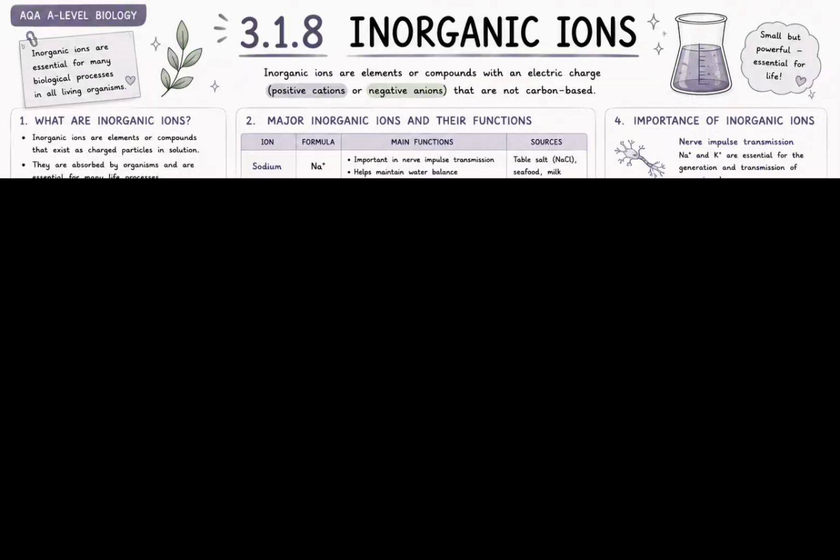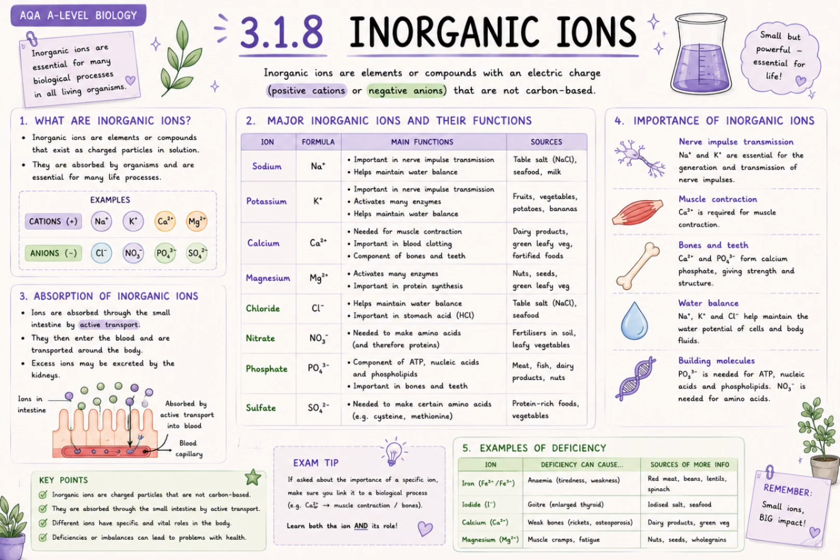Finally, we move on to inorganic ions, small but extremely important substances that are essential for many biological processes in living organisms. Inorganic ions are charged particles that are not carbon-based. They exist either as positively charged cations or negatively charged anions and are typically dissolved in body fluids and cytoplasm. Although they are much smaller than biological macromolecules such as proteins or nucleic acids, inorganic ions play critical roles in maintaining normal cellular function and homeostasis.